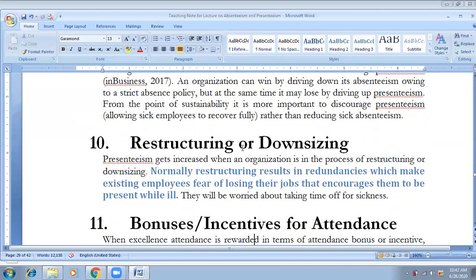Then downsizing or restructuring. That means your organization is going down, reducing layers, levels, maybe management levels. Some jobs become redundant, then employees become redundant. Normally when these things happen, the employees have fear of losing their jobs. This fear will encourage employees to be present while being sick.